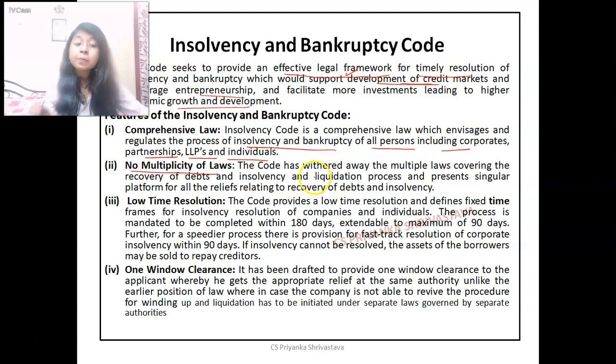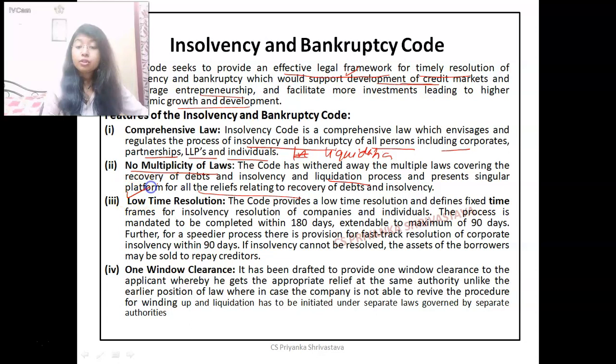This code has withered away the multiple laws, that is, removed the multiple laws covering the recovery of debt, insolvency and liquidation process, and it presents a single platform for all the reliefs related to recovery of debt and insolvency. It also provides for liquidation, voluntary liquidation. So it's a complete code in itself.